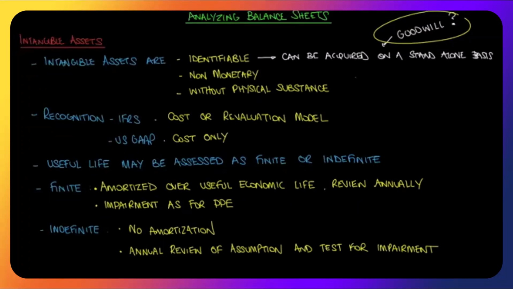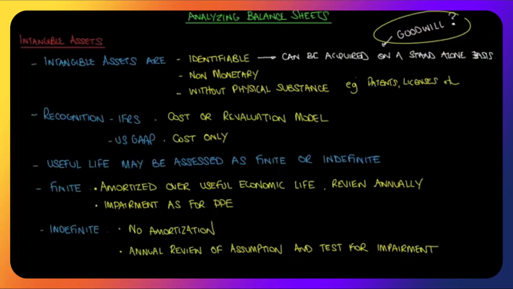A customer base, okay, you can buy that. The license to use a company's brand, you can buy that separately, but you can't buy goodwill. So goodwill we'll have to look at, no pun intended, separately. Otherwise, intangibles have to be identifiable, non-monetary, and without physical substance. So we're looking at things like patents, if you will, licenses, and so on. Yes, they have physical substance.